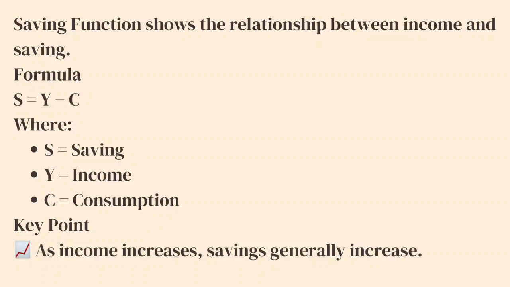Now remember an important relationship. Income equals consumption plus saving. This equation can be rearranged as saving equals income minus consumption. These equations are extremely important because they are used repeatedly throughout this chapter.